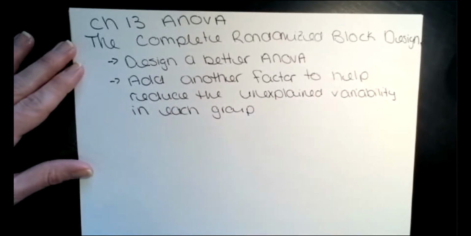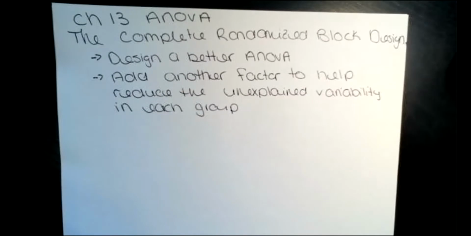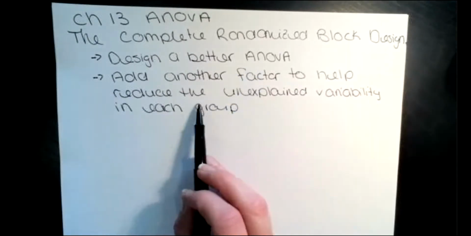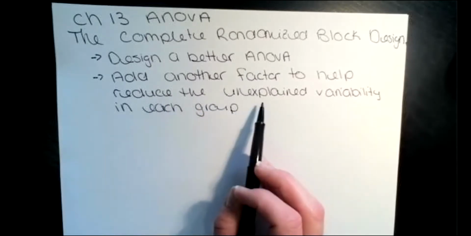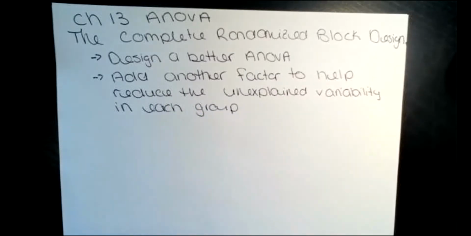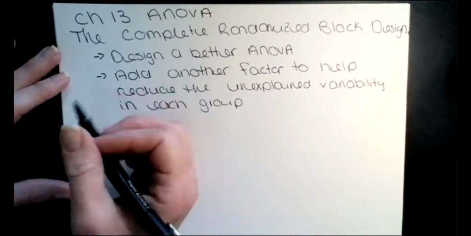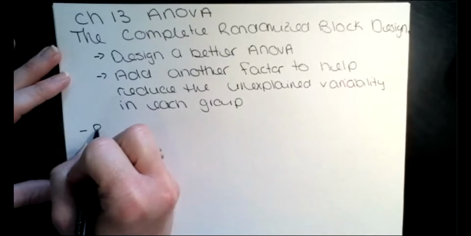So that's what this is going to do for us today. Adding the second factor is going to make our ANOVA better. And by doing this, we're hoping it will help reduce that unexplained variability in each group. I'm going to show you where you see that and where we're going to see that difference. So this is called a block variable.